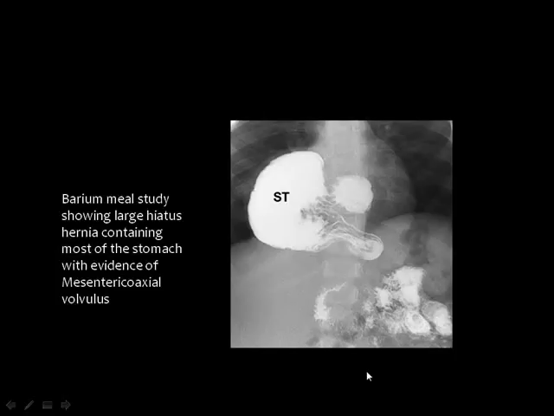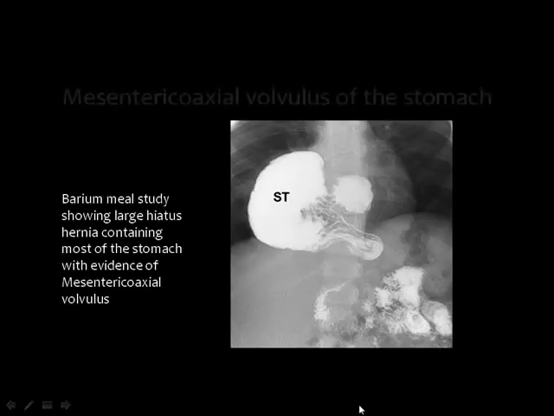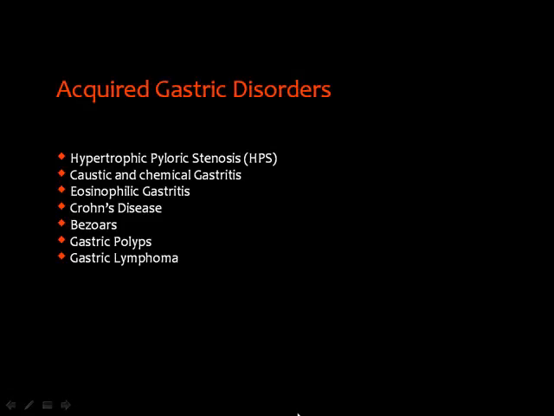Then you see this is an example of organoaxial gastric volvulus, with the greater curve seen above and the pyloric canal directed below. And this is an example of mesentericoaxial gastric volvulus in hiatus hernia, and you can see the greater curvature of the stomach is to the right side of the abdomen.